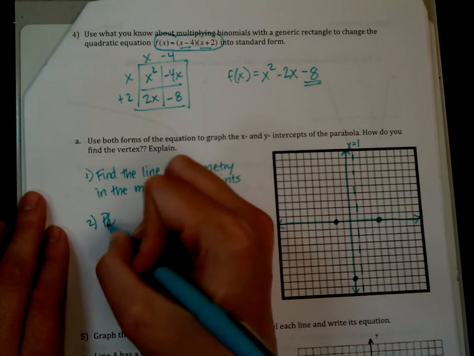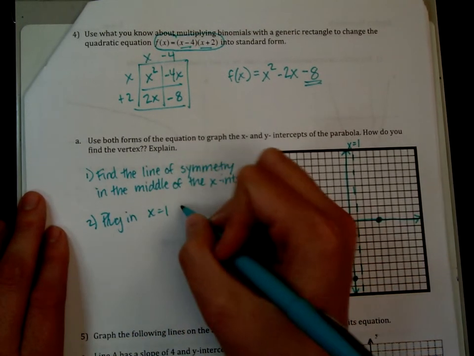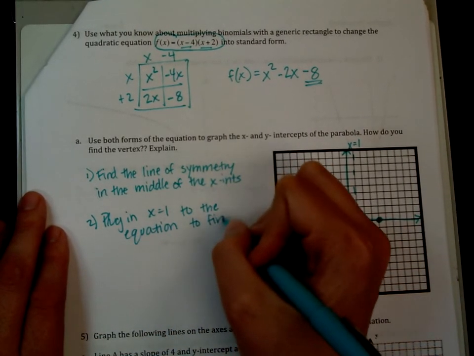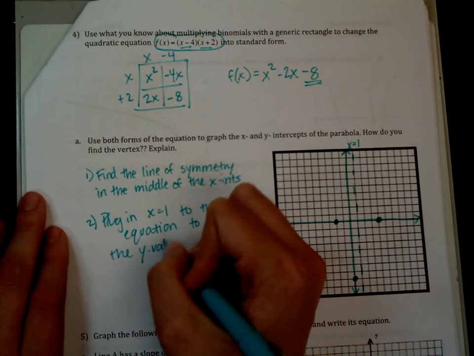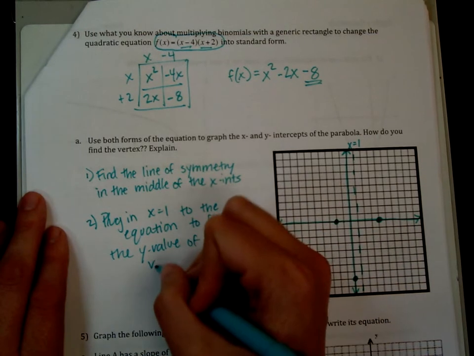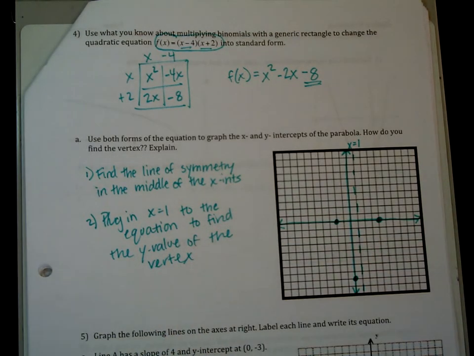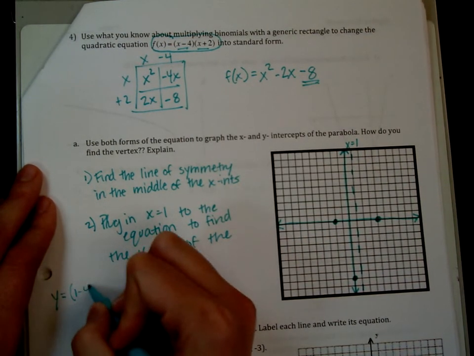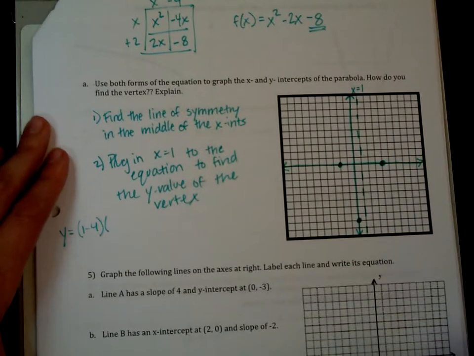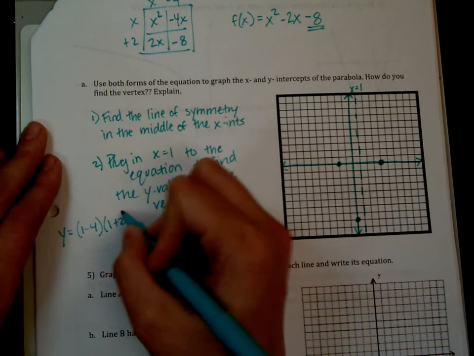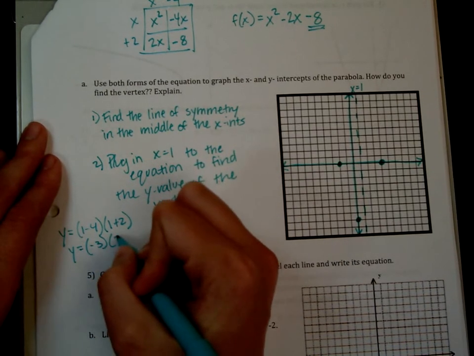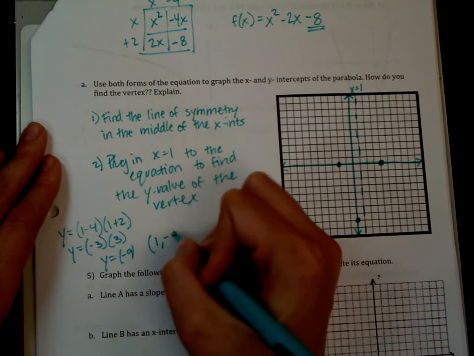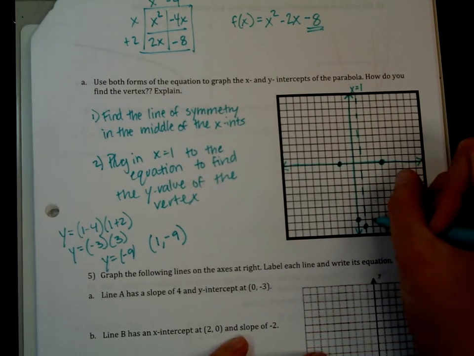Plug x equals 1 into the equation to find the y value of the vertex. So we could plug in x equals 1. I'll plug it in here. So we get that y equals 1 minus 4 times 1 plus 2, which is negative 3 times 3, which is negative 9. So the vertex is at 1 comma negative 9. And then we can graph that parabola.